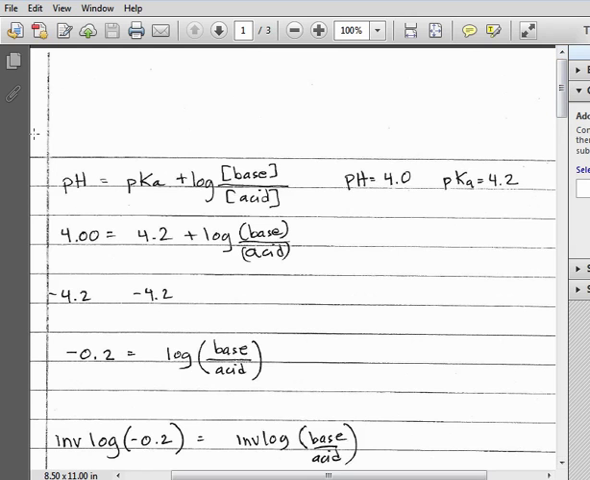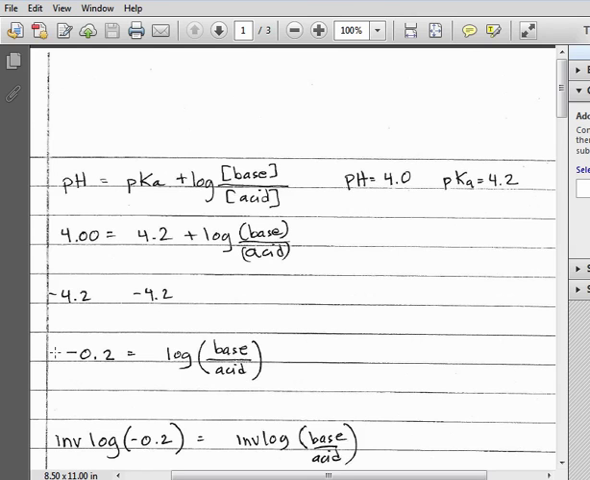I know what pH I'm going for. I know what the pKa is. And when I rearrange my equation by subtracting 4.2 from both sides, I get negative 0.2 is equal to the log of the concentration of the base compared to the concentration of the acid. Now, I want to know what my base to acid ratio is going to be.